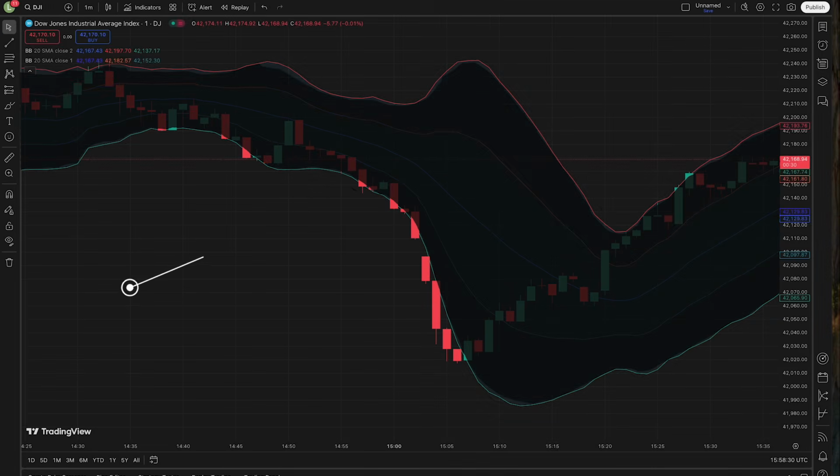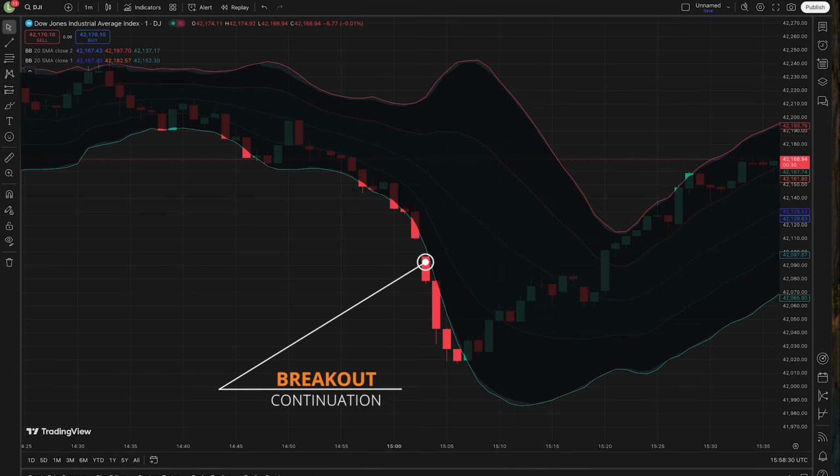And zone 3, outside 2 standard deviations. Now this is the overextended area, and if the price is outside the outer bands, it means it's an unusually strong move and could mean a breakout continuation if it's supported by volume, or it could mean a potential reversal if the move is unsustainable with low volume.